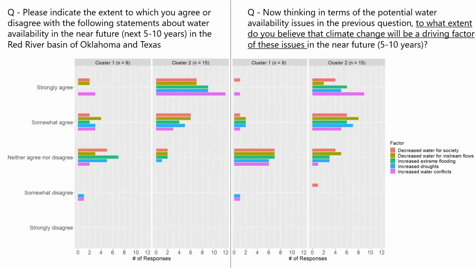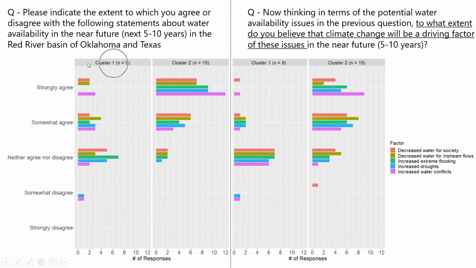So yeah. And this next question was kind of a paired question. This question came first, and this question followed. Basically, the only difference between these is that the second question asked about climate change. The question reads, please indicate the extent to which you agree or disagree with the following statements about water availability in the near future in the Red River Basin. Each one of these colors is a factor. So we asked, do you think there will be decreased water for society, decreased water for in-stream flows, increased extreme flooding, increased droughts, increased water conflicts?